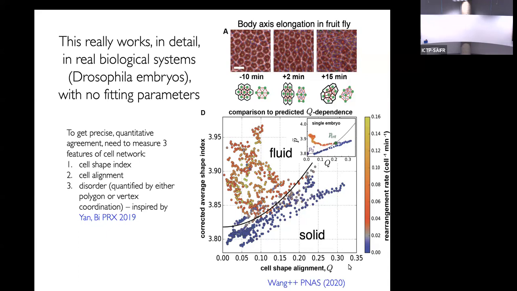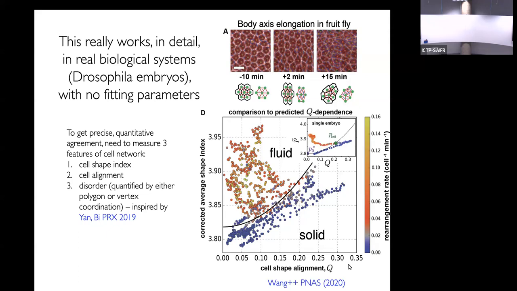This is a theoretical prediction with zero fit parameters. This is a very universal behavior. The data on top of it is from individual fruit fly embryos, colored by how many rearrangements there are. In the fluid phase, you expect a high rate of rearrangements, and in the solid phase, you expect a low rate of rearrangements, basically within the noise of the system. The blue is the solid-like behavior, and these are measurements of actual shapes of cells in the fruit fly.